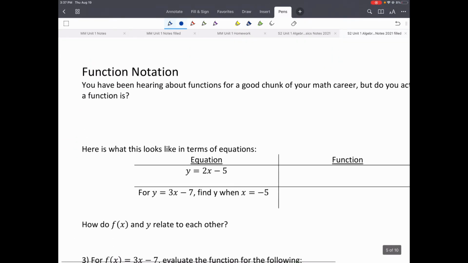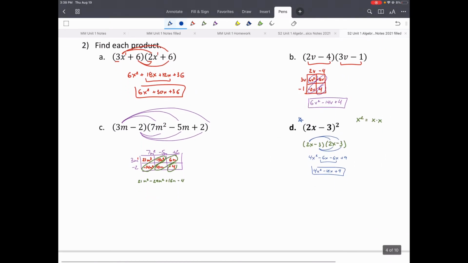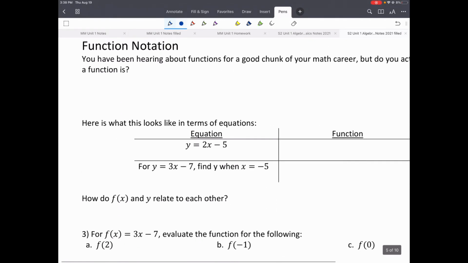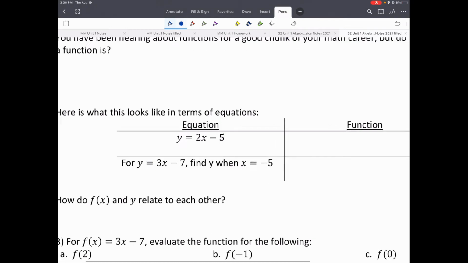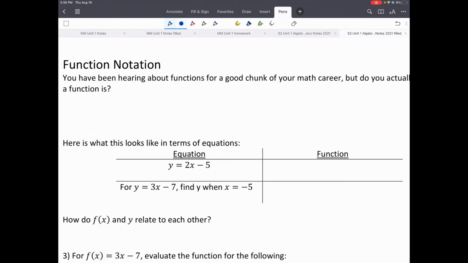All right, function notation. So I think, if I recall, you have done stuff like this before, but perhaps you've never done function notation. So you've been talking about functions a lot. Perhaps you've been writing them looking like y equals mx plus b. When we talk about function notation, it looks a little different, okay?